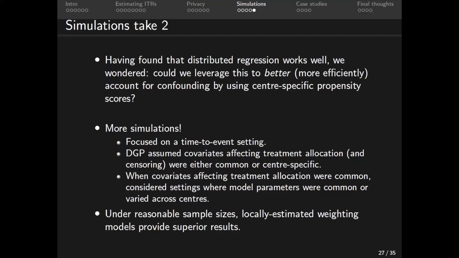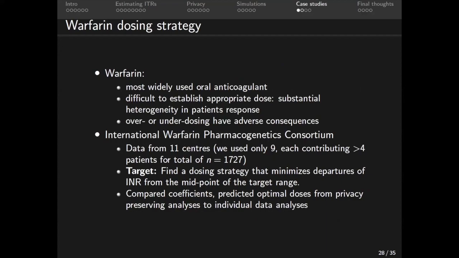And under reasonable sample sizes, basically what we found is that locally estimated weights provided better results, right? We would have a little less variability. We would often have less bias by fitting those local confounding patterns. So there you go. Lots of simulations, 1 plot. Okay, so let's look at our case studies then.